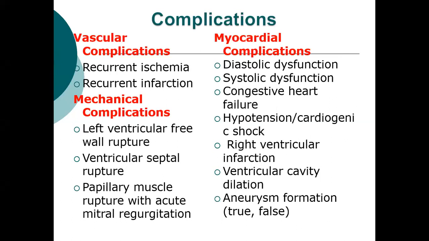So, complications of these procedures. We can have recurrent ischemia. We can end up having recurrent infarction. This was on the vascular complications. On the mechanical complications, we can have left ventricular free wall rupture during that procedure. It is still a procedure for which you have to get consent and explain to the patient what can happen. You can have ventricular septal rupture, papillary muscle rupture, and we can end up with acute mitral regurgitation. On the myocardial complications: systolic and diastolic dysfunction, congestive heart failure, hypotension, cardiogenic shock, right ventricular infarction, ventricular dilatation, and you can have an aneurysm. All procedures have risks, and these risks have to be explained to the patient.